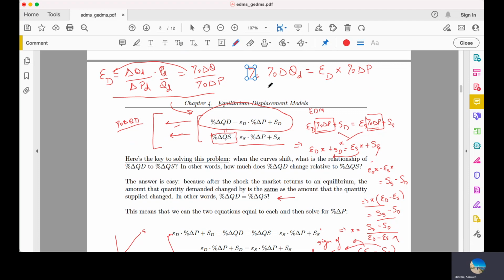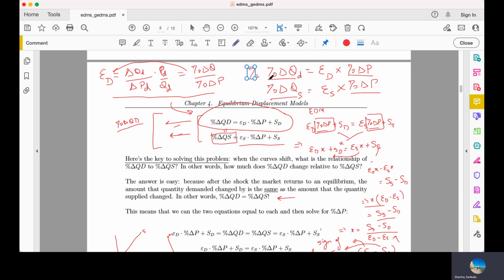And then you can do something very similar for the percentage change in quantity supplied, which is nothing but elasticity of supply times the percentage change in price. So again, the common thing is that the percentage change in price is common. And then here we also know that these two are equal. So how are we modifying these two things to get to this system down here, the EDM system as we call it? Well, it's fairly straightforward, right?